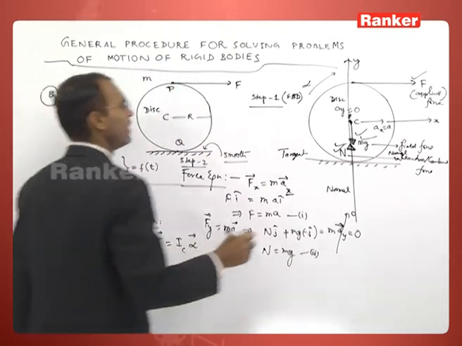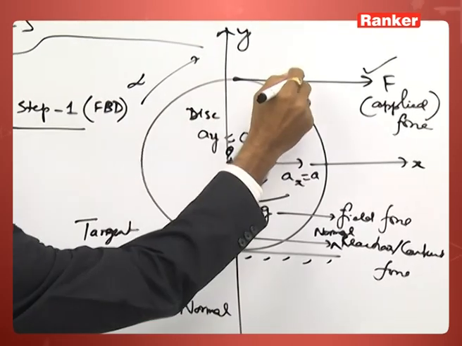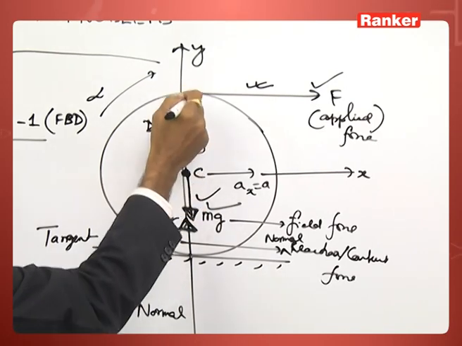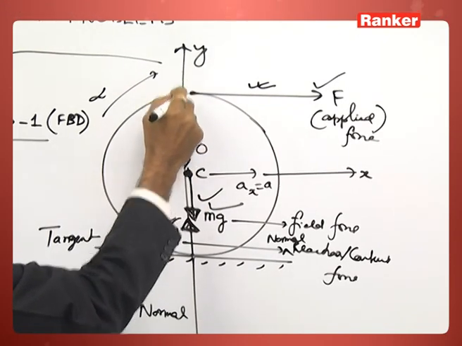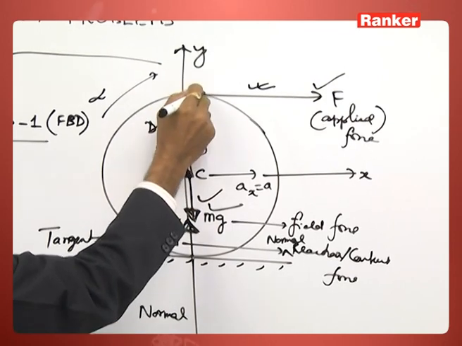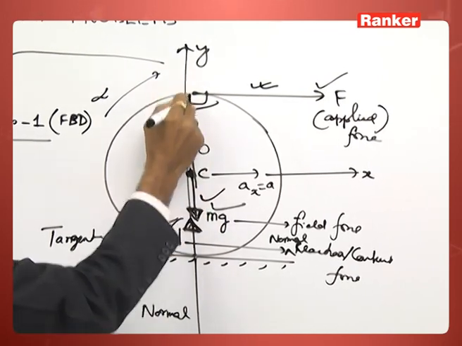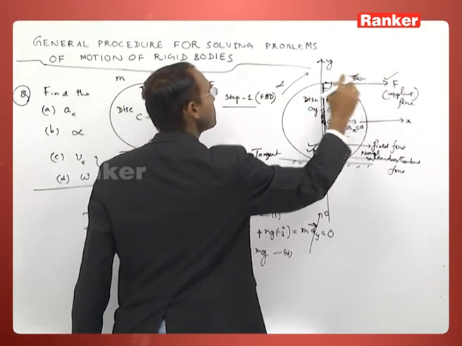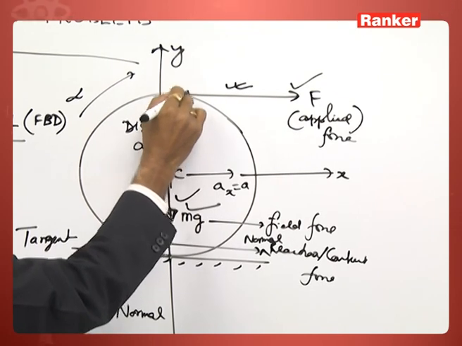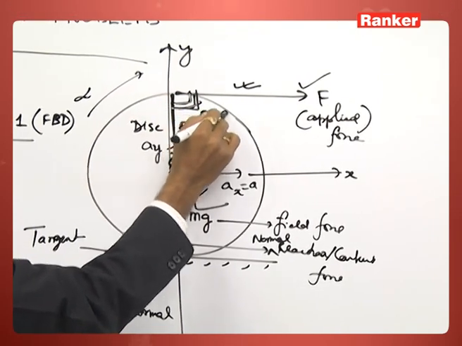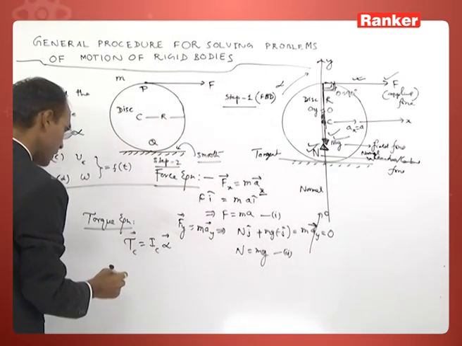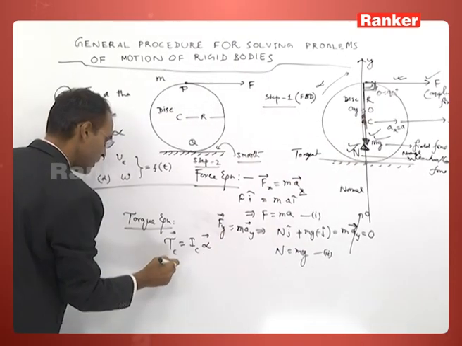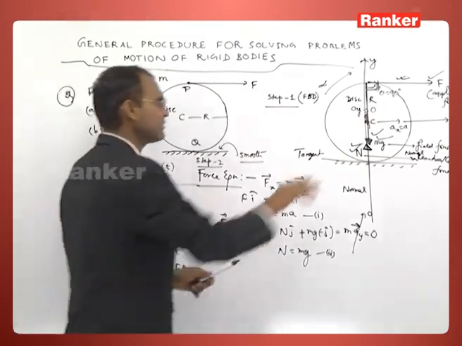So net torque is produced by the applied force about the center of mass. About the center of mass, the force F produces a torque equal to this distance, that is the radius of the disk, times the force magnitude, and sin theta. This angle is 90 degrees, therefore sin theta is 1. So directly we can write the torque produced by the applied force about the center of mass is F into R. In which direction?